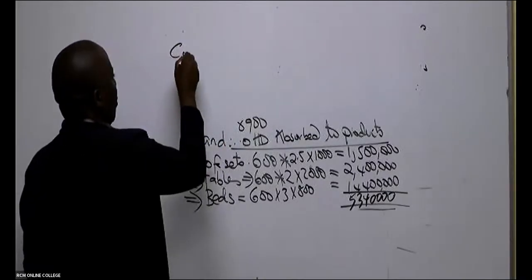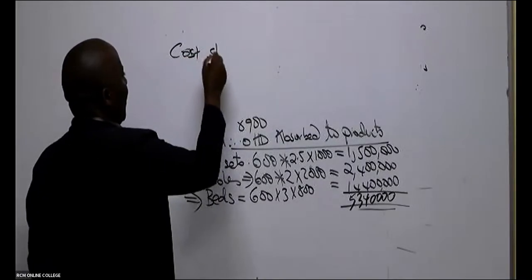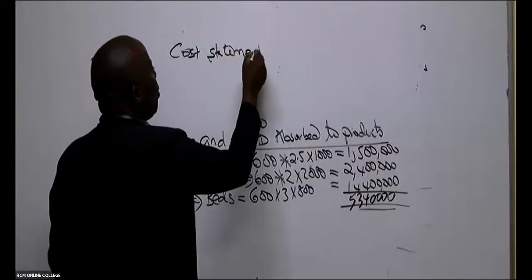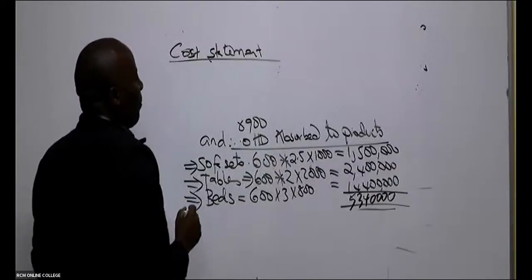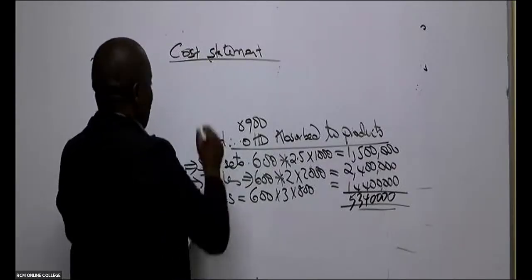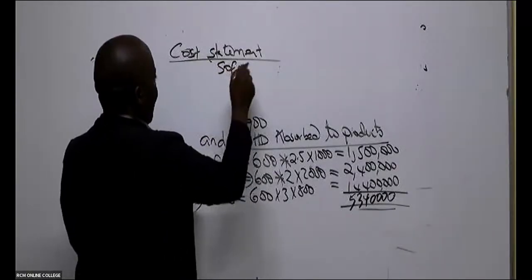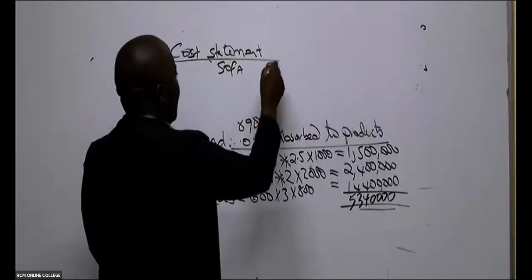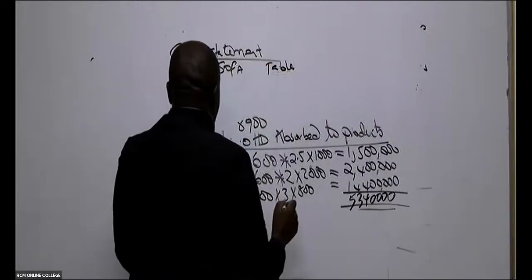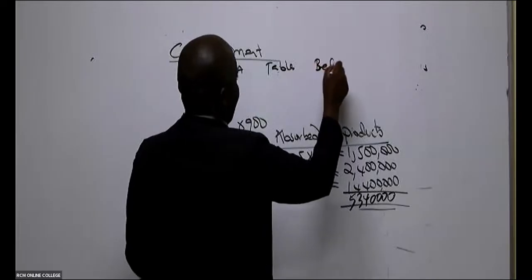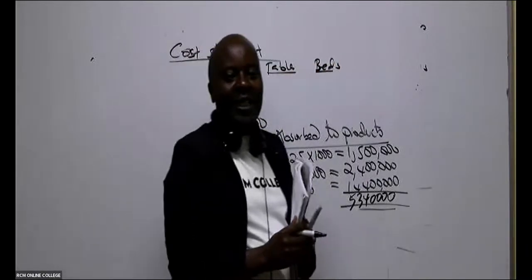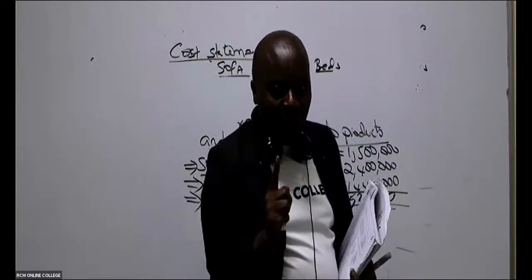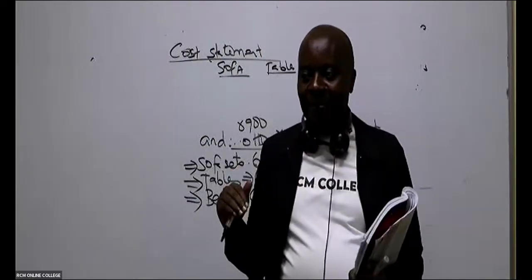So give us what we call cost statement. I told you yesterday, ladies and gentlemen, we have 3 products here. We have sofa sets, we have tables, and then lastly, we have the beds. Is there somebody who is able to remember our cost components? We have what we call prime costs and overheads.